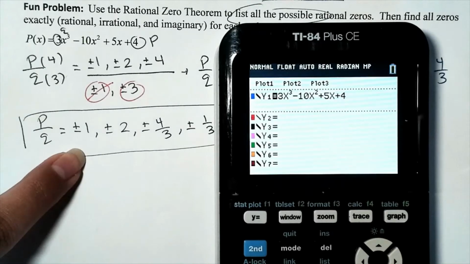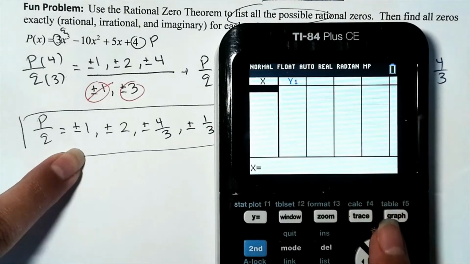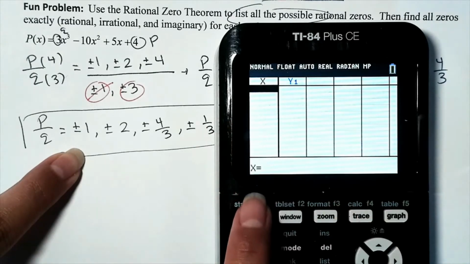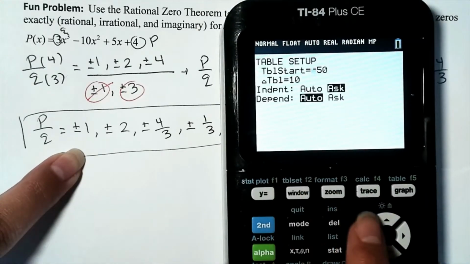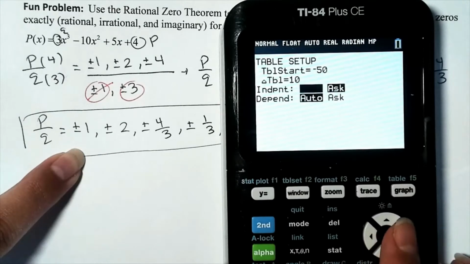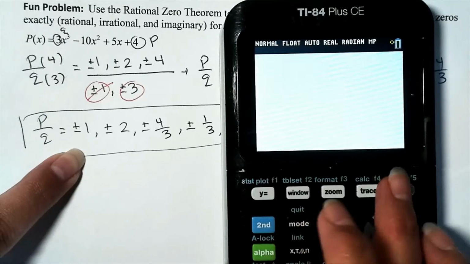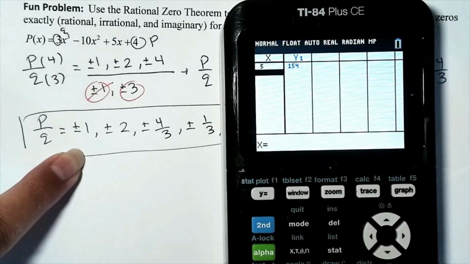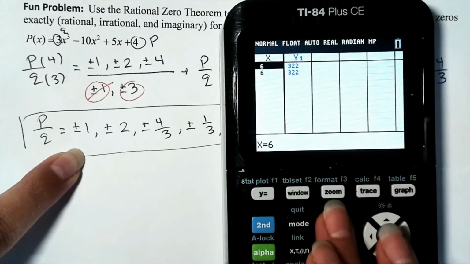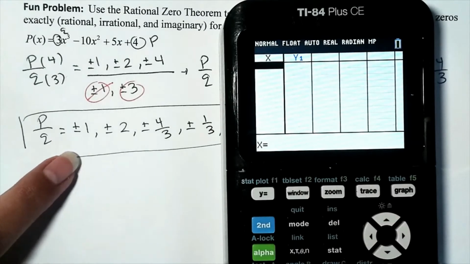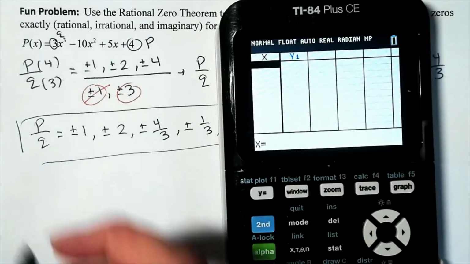Okay, so it has been entered. Let's go ahead to our table. Second table. If you have a list of numbers written automatically, let's adjust your table settings. So gentle reminder, second table set, and then we want the independent variable or the x to be on ask. Okay, so hover over it, hit enter, then you come back. If you have values entered, then go ahead and erase them. Hit the delete button so we can start off fresh. Okay, so let's go ahead, do our xy table.